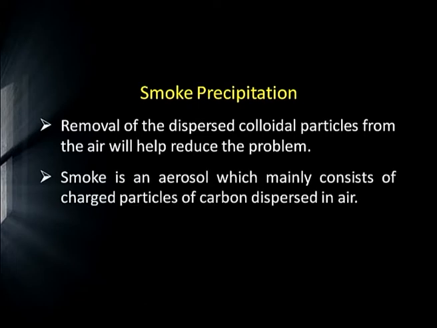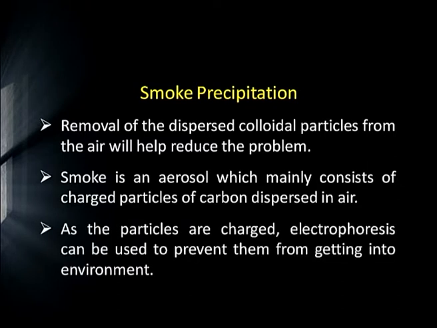We know that smoke is an aerosol which mainly consists of charged particles of carbon dispersed in air. As the particles are charged, we can again use electrophoresis to remove these charged particles and prevent them from getting into environment. How do we do it? This is done in industries using a setup called Cottrell Precipitator. The process is named after its discoverer.